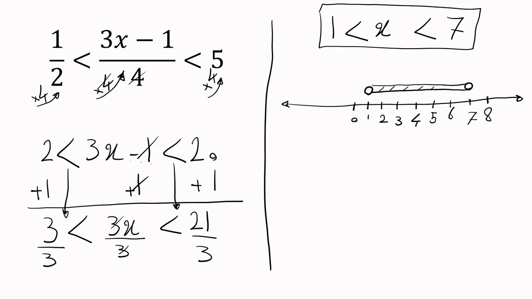If I want to write the range of these answers, as you can see, it starts with 1, but 1 is not included because here I have open circle and here I have open circle as well. And it goes up to 7, and 7 is not included, so I must use parentheses and not bracket.